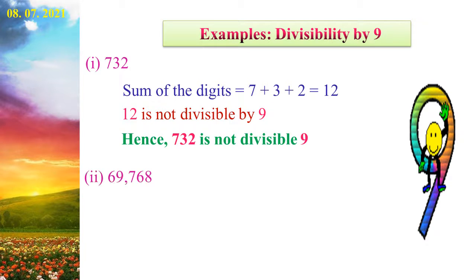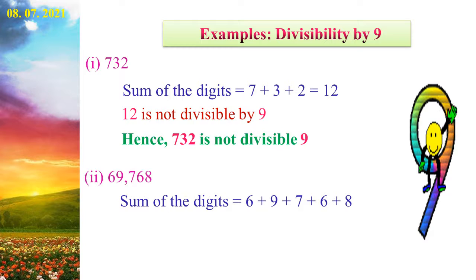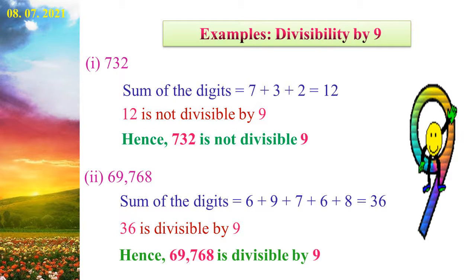Let's see one more example. Look at the given number 69,768. When we add all the digits, that is 6 plus 9 plus 7 plus 6 plus 8, we get the sum as 36. We know that 36 is divisible by 9. Hence, we say that 69,768 is divisible by 9.